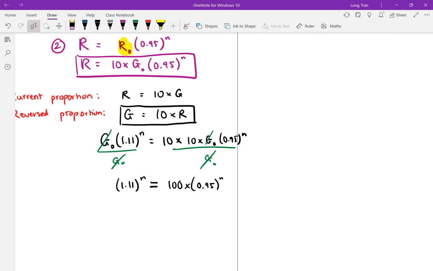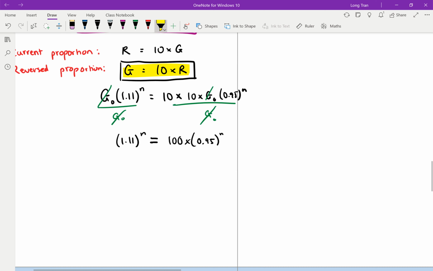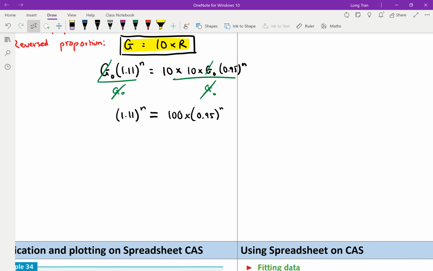It's that the grays will be equivalent to 10 times the red. That's what we're working with right now. Okay, that's what we're calculating. So from here, if we would do it by hand, it's a pretty messy one. I'll probably do it with a CAS. But if you really wanted to do this by hand, how do you isolate the n's?